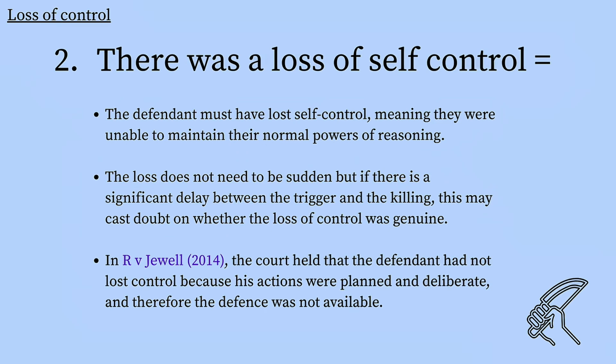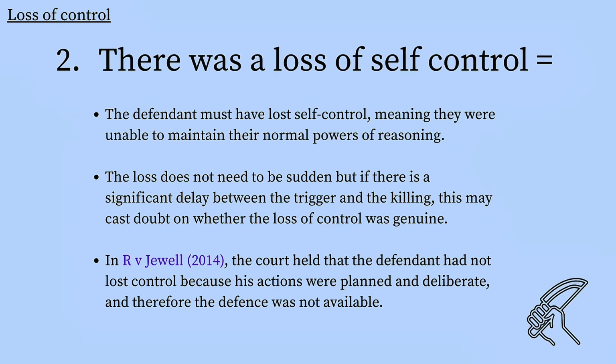A good case for this is R v Jewell, and the court held that the defendant had not lost control because his actions were planned and deliberate, and therefore the defence was not available. So they tried to use loss of control as a defence, but the defendant had not lost control because it was all planned, and this does not fall under the categories of loss of self-control.